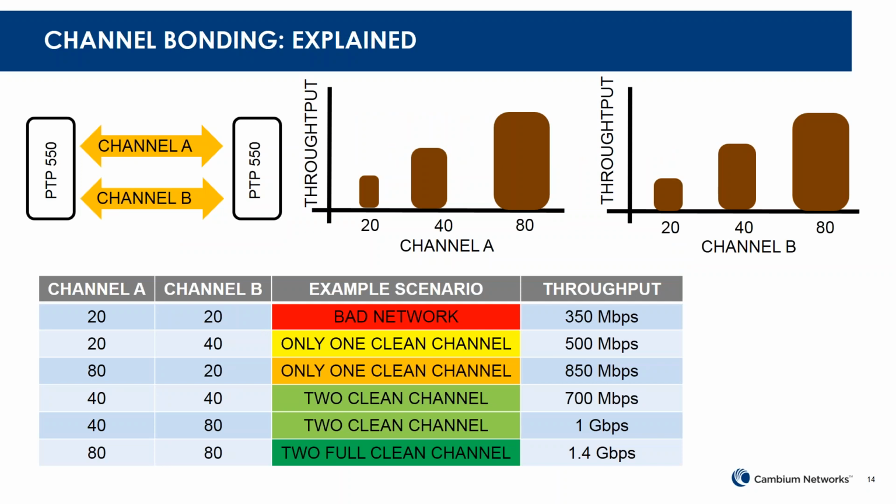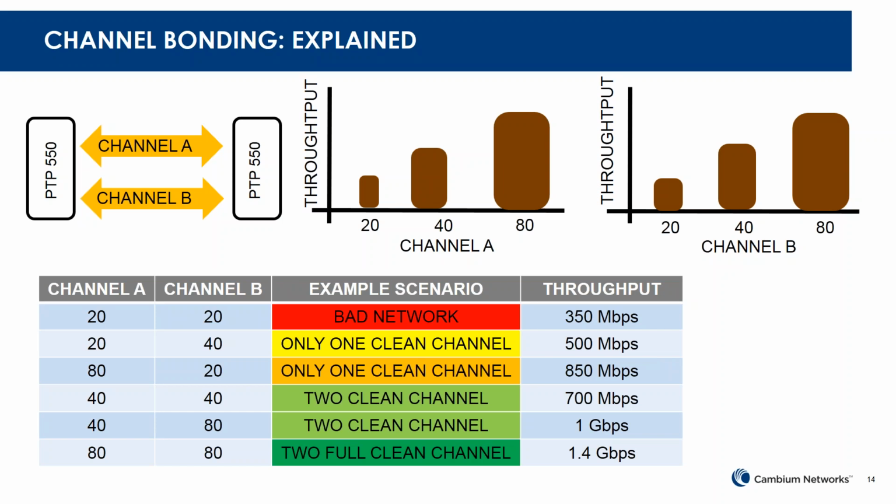This is a really neat feature that the PTP 550 has. It's called channel bonding. What channel bonding is, in the 550 we have two radios built into the same housing, which can operate independently of each other. You can select channel A as 20 megahertz and channel B as 40 megahertz, or you can mix and match according to your needs.